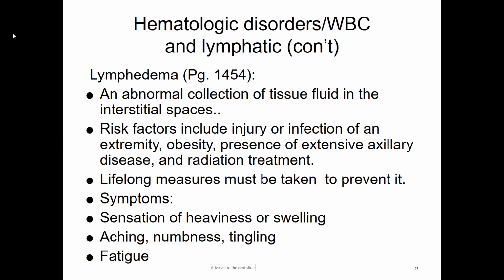And lymphedema, this is on page 1454 in your IGGY book. And this is an abnormal collection of tissue fluid in the interstitial spaces. It is caused by an injury or an infection of an extremity. It's usually in one of the arms. It can be caused by obesity, presence of extensive axillary disease, or radiation treatment.